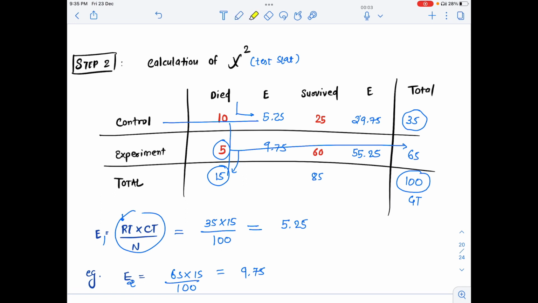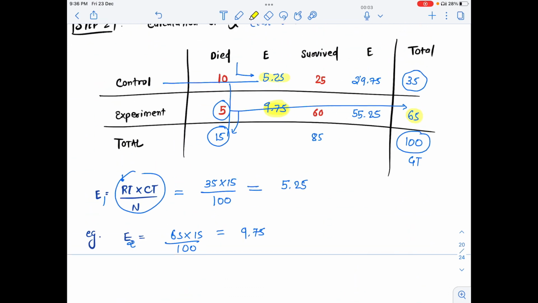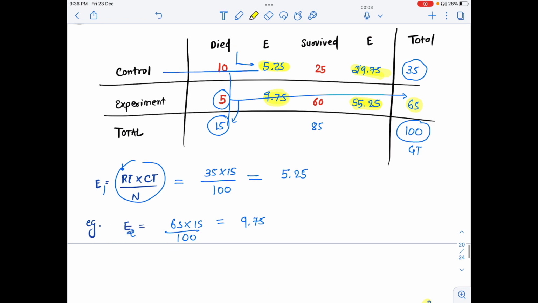We have subtracted this value from this one, that's why this value was obtained. Now after getting all these four expected values, we will make another table to calculate the chi-square value. For the chi-square value, we will use these things: all the observations, all the expected values, O minus E squared, and O minus E squared upon E, where E is the expected value. So we have written in this order: first this, then this, then this, and this.